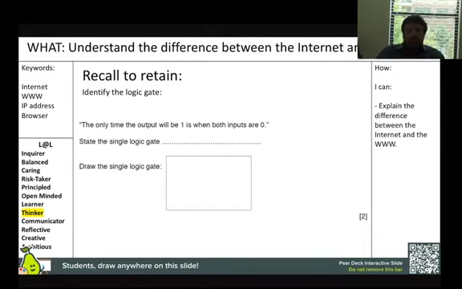Today we're going to talk about the internet and the World Wide Web. But we're going to start by answering a few recall to retain questions.